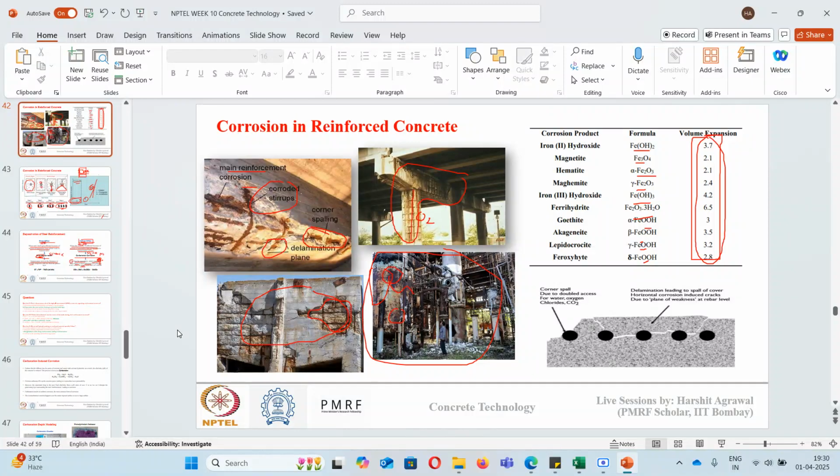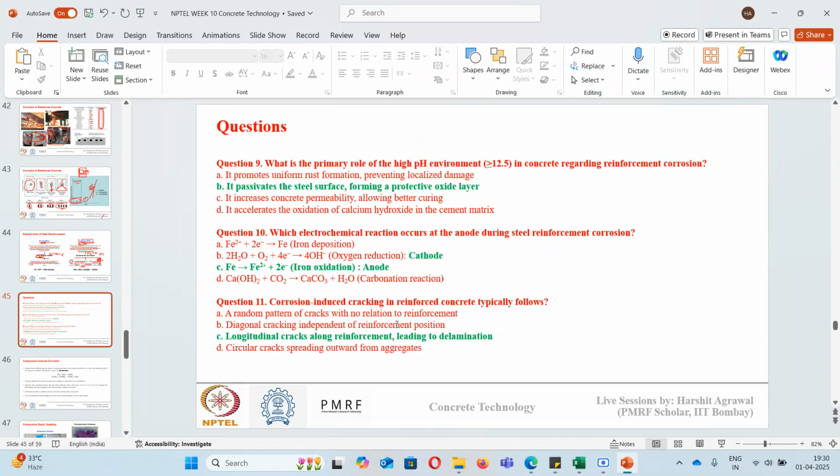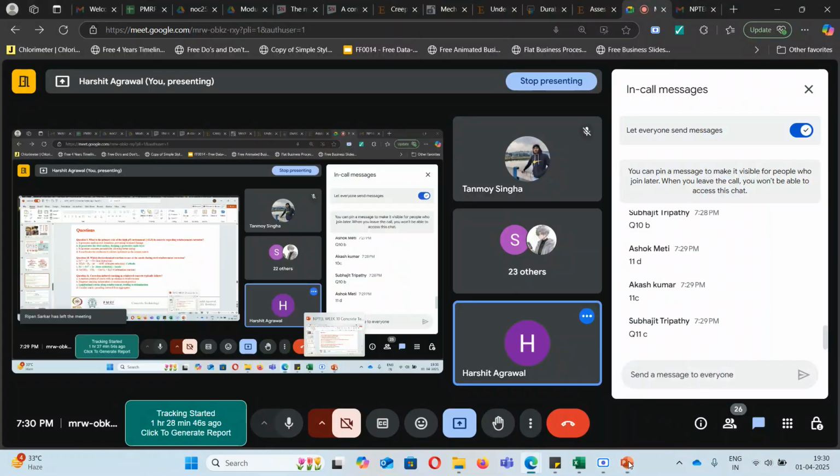Here they have all shown deep spalling. But in this diagram, you can see a longitudinal crack that was formed due to corrosion, which led to delamination of cover concrete. Generally, due to corrosion, there is a longitudinal crack along the length of the reinforcement, and that is the representation of corrosion-induced cracking.